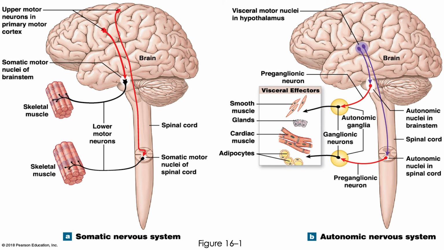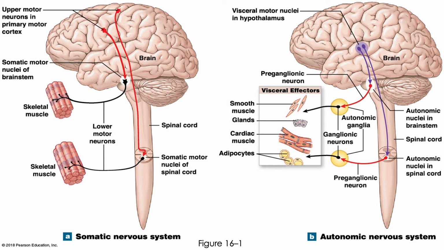The similarity here is that, starting in the central nervous system, we have our first motor nuclei, which we'll call our visceral motor nuclei. They originate in the hypothalamus, so you can see that that's where the cell bodies are. And then the purple extensions are the axons extending down to where they're going to synapse. On the left, you see that that axon synapses in the autonomic nuclei in the brainstem, and then on the right, it synapses on the autonomic nuclei in the spinal cord.